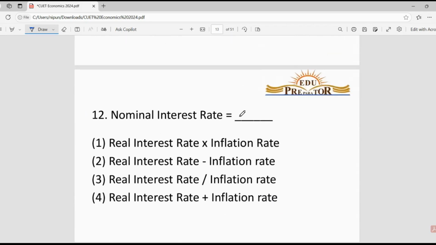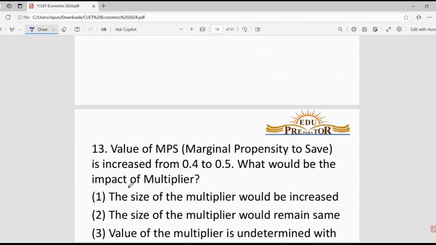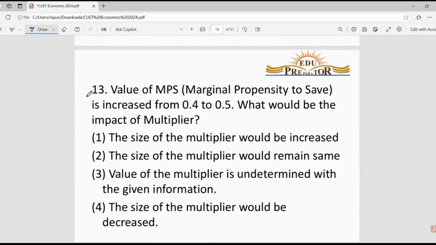Nominal interest rate. We are aware of what the real interest rate is. The real interest rate is the nominal rate of interest upon the rate of inflation. So what should be the nominal rate of interest? It should be real into inflation rate. So real interest rate into inflation rate, that is, option number 1 is correct. Let us move on to question number 13.